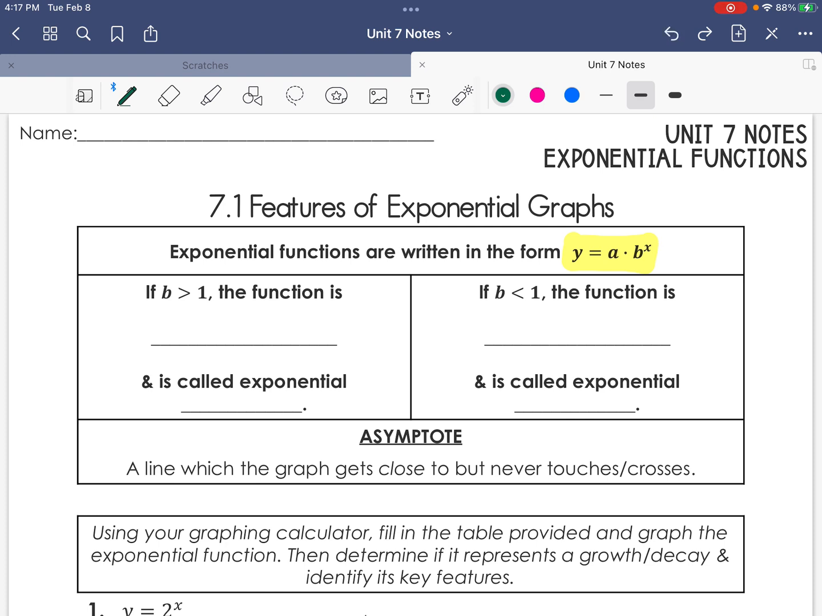So when you have b is greater than 1, you are talking about 1.1 and higher, then you have an increasing function. And it is called exponential growth because it is going to be growing, and you'll see that when we do the graphs. If you have b is less than 1, that function is decreasing.